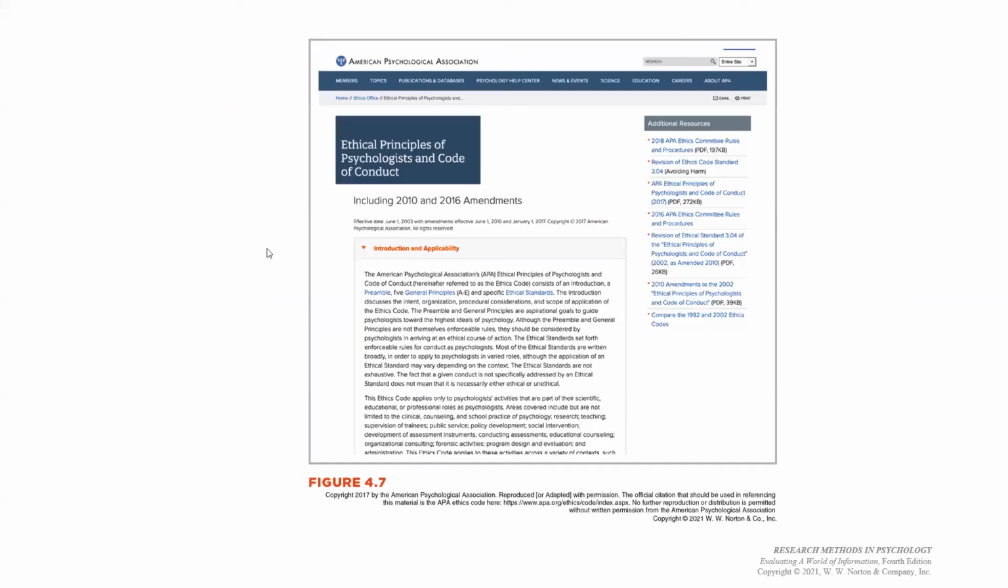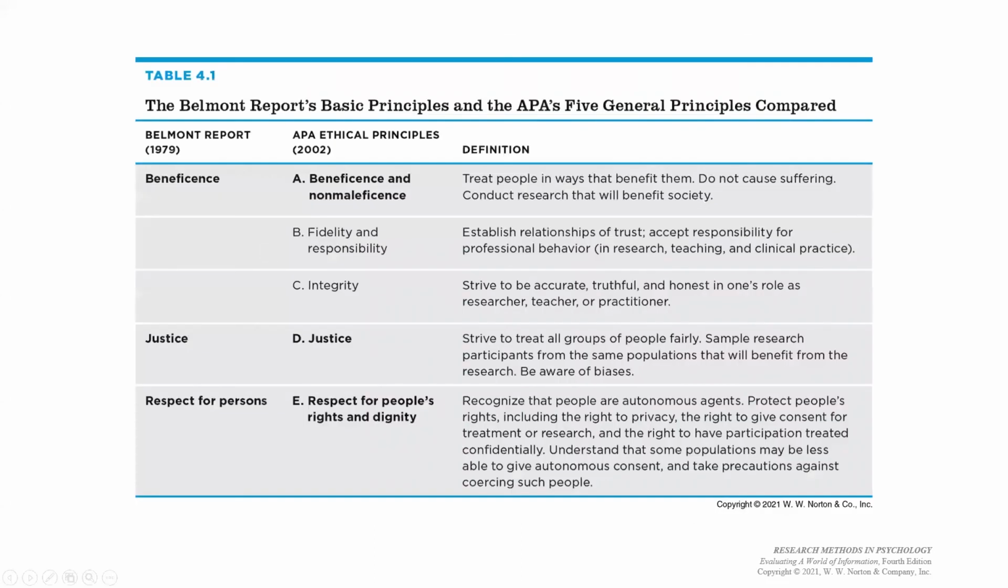So let's talk a little bit more about the ethical principles specifically. Beneficence, justice, and respect for people. Beneficence means you treat people in ways that will benefit them. You should not cause suffering. And you should conduct research that will somehow benefit society. That's also an obligation of an educator.